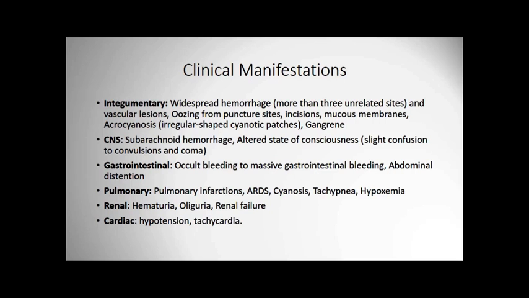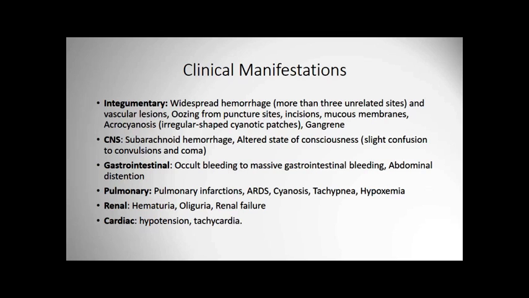Acrocyanosis. Acrocyanosis is distal cyanosis because of occlusion, thrombosis, and ischemia in the hands and feet. In the CNS, in the brain, you can have hemorrhage, subarachnoid hemorrhage. You can have alteration of the state of consciousness, from confusion to convulsions to coma. GI bleeding can be either occult bleeding or massive bleeding, abdominal distension, pulmonary infarctions, acute respiratory distress syndrome. All of these inflammatory processes in the blood can also alter the permeability of the capillaries in the lungs, producing a non-cardiogenic pulmonary edema, ARDS.